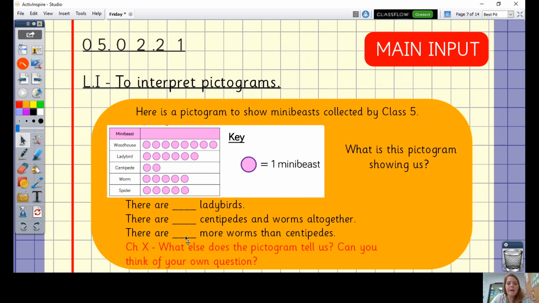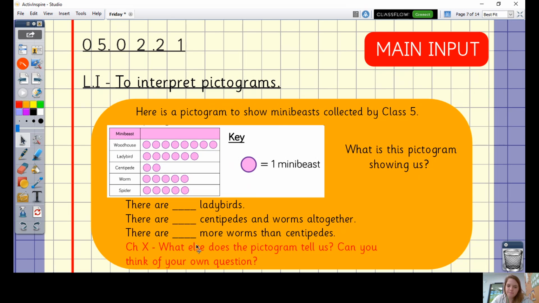And then there are blank more worms than centipedes. You need to find out how many more worms there are than centipedes. So again, we need that subtraction number sentence, subtracting the centipedes from the worms. Okay, so those are your 3 sentences to answer there.